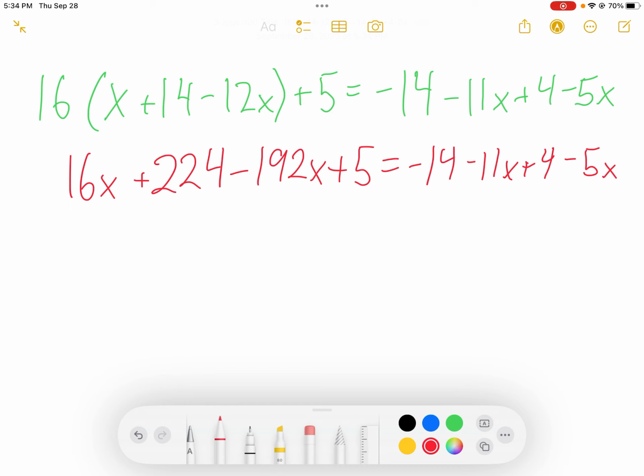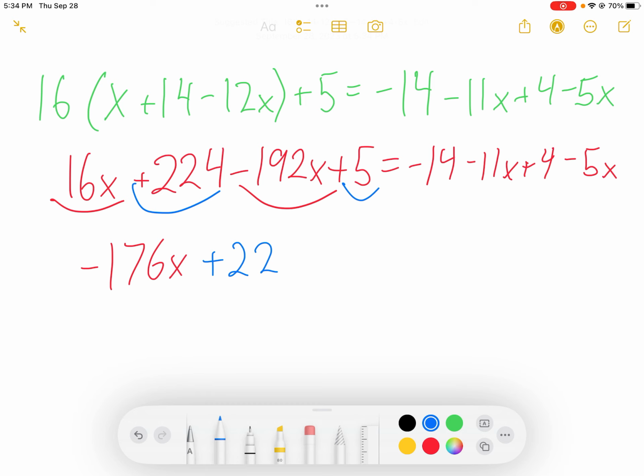And now I'm going to solve this the way I normally do. Big numbers, no big deal. Just do the same thing you usually do. 16 minus 192, because those are like terms here. That would give us negative 176x combined with these blue terms, which gives me plus 229.